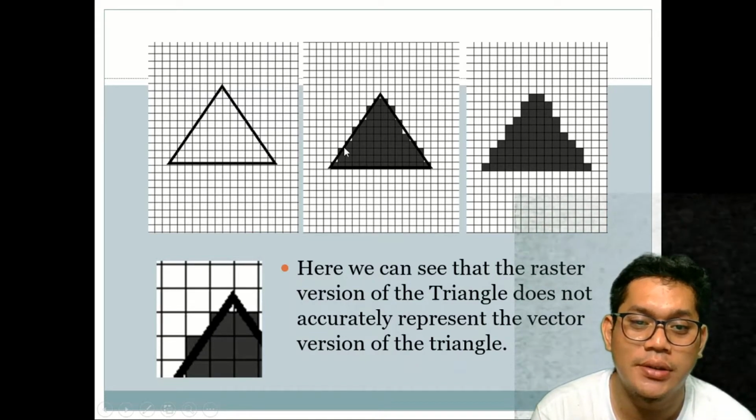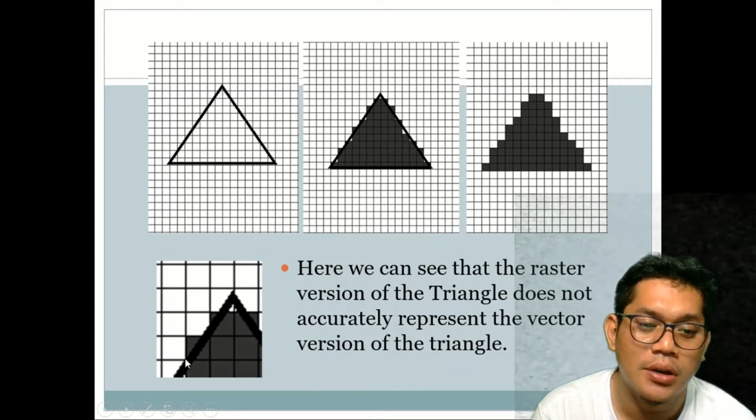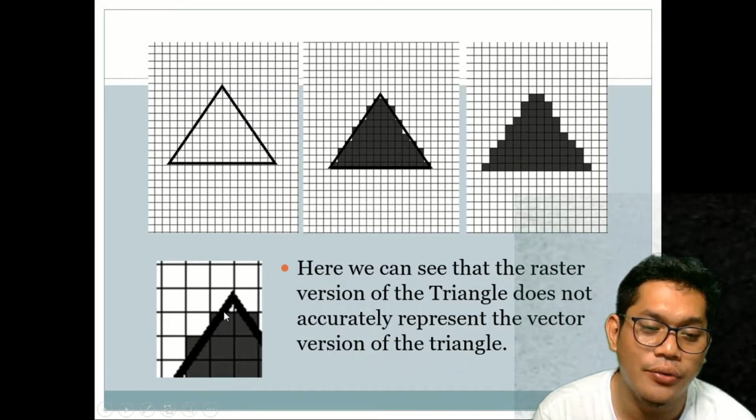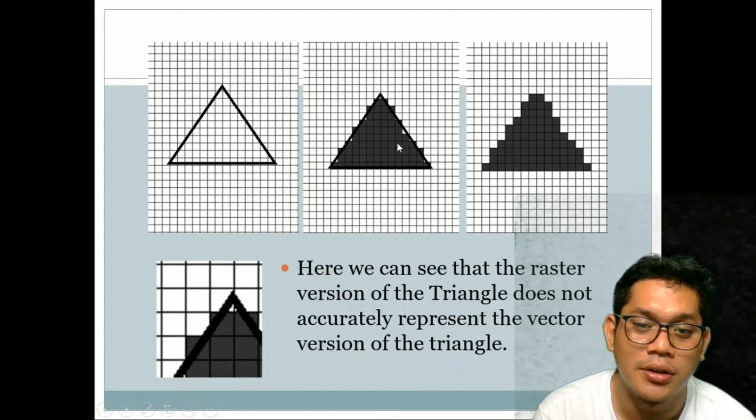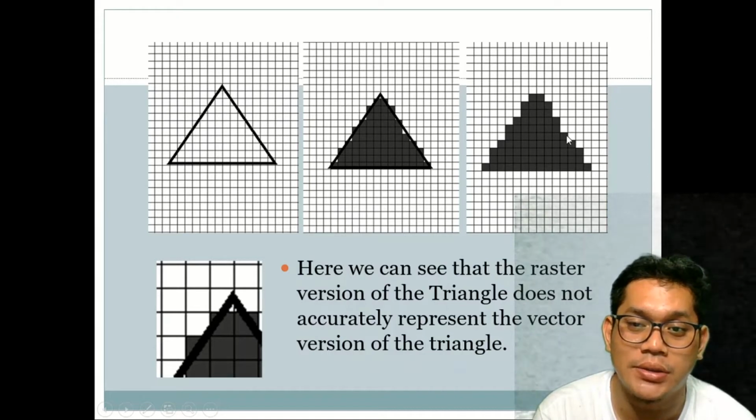Therefore, the computer will try to accommodate the shape of the triangle. You can see here, where half or more than half of the pixel is covered by the triangle, that block will be assigned as 1. However, areas that are covered less than half will be considered non-triangle. Therefore, the shape will be something like this.